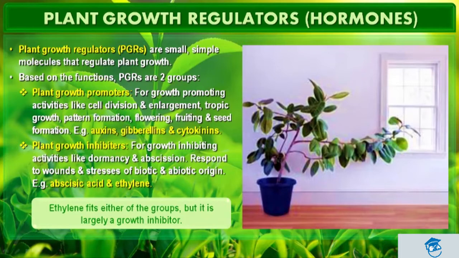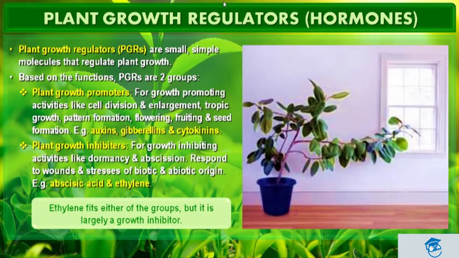So plant growth regulators are variously described as plant growth substances. They are commonly called plant hormones or phytohormones in literature. Based on function, they are broadly divided into two categories. First is plant growth promoters and second is plant growth inhibitors, students. This division is based on their function in a living plant body.